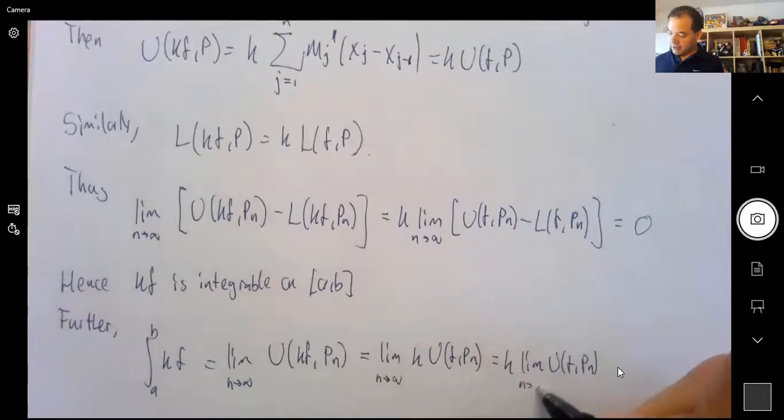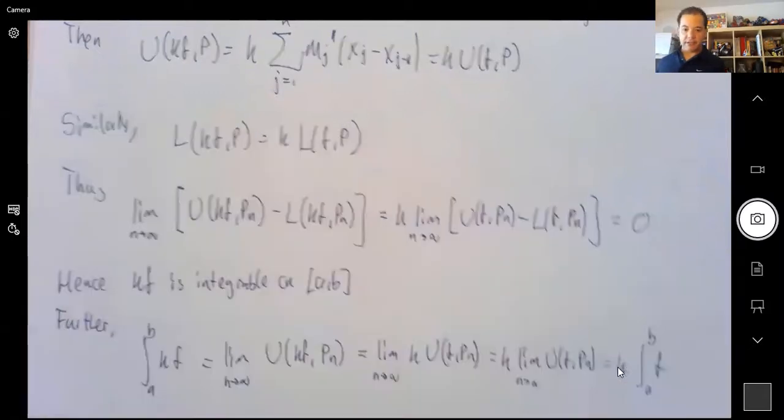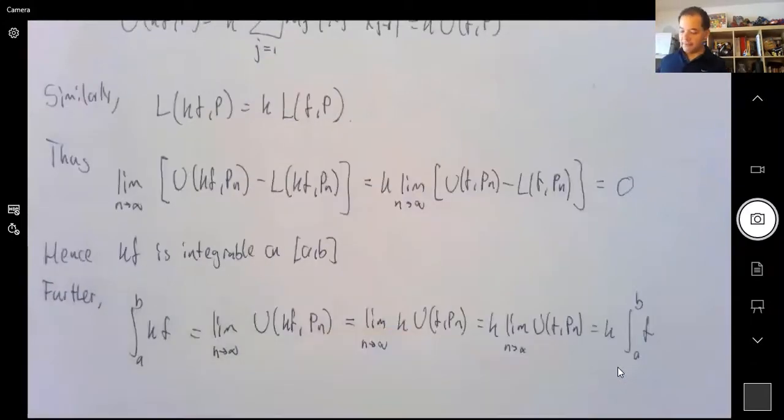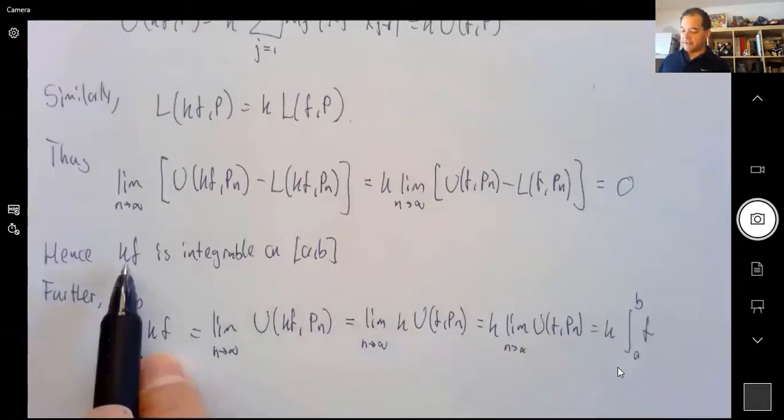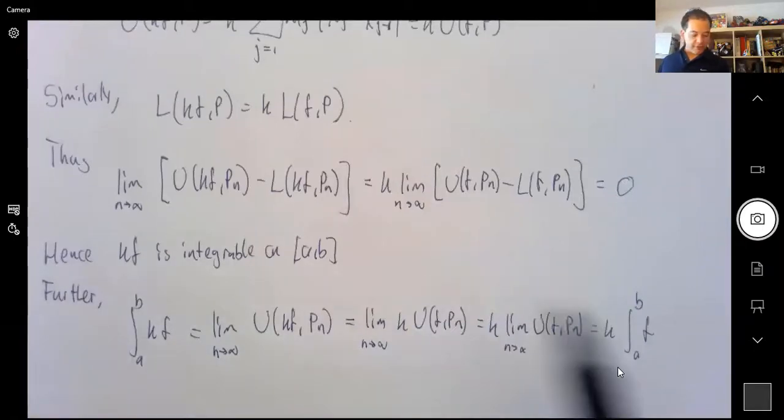And we know that this limit is actually the integral from a to b. So this is k times the integral from a to b of f. And that's it. This shows that not only is kf integrable, the integral of kf is k times the integral of f. All right, so that's the first proof.